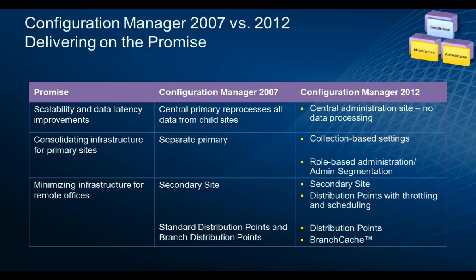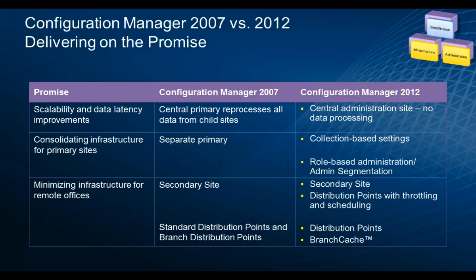Another promise we've made is consolidating infrastructure for primary sites. In Config Manager 07, we had separate or tiered primary sites for different types of capabilities. And in Config Manager 2012, we now have abilities to define things at a collection level, as well as provide new security capabilities like role-based administration and admin segmentation to allow organizations to flatten their hierarchies.